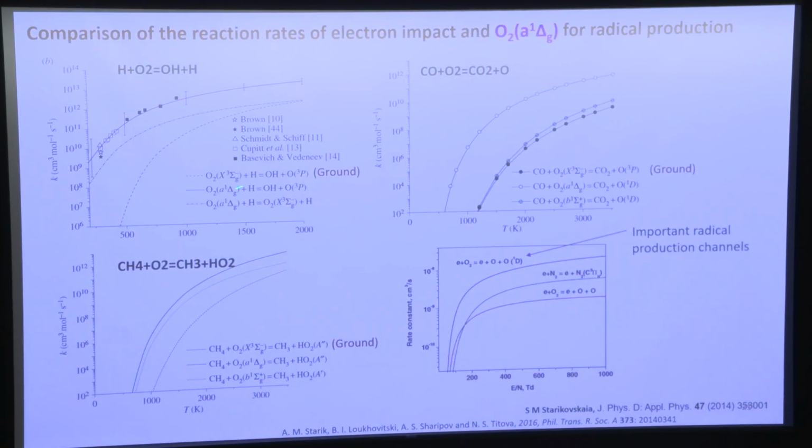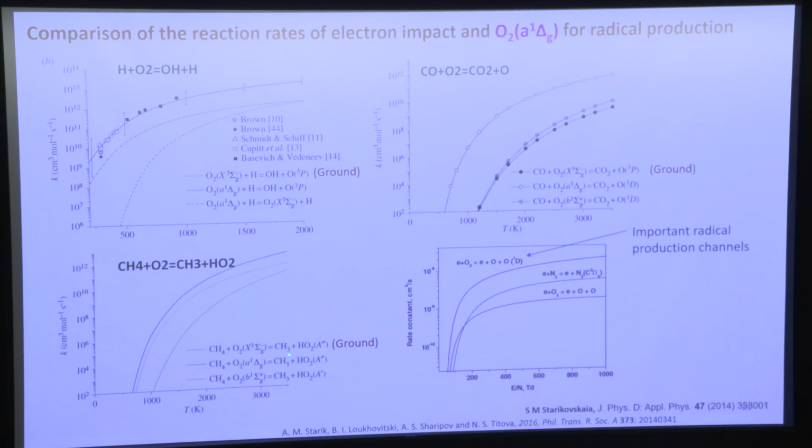So let's compare some elementary reactions. The H plus O2 reaction is important, it produces two radicals. This is the ground state reaction rate as a function of temperature. This is if you excite oxygen into singlet delta, and this is the reaction rate it has. And you can see that the reaction rate at low temperature is about 2 orders of magnitude faster. See what I'm saying? This is why that is important.